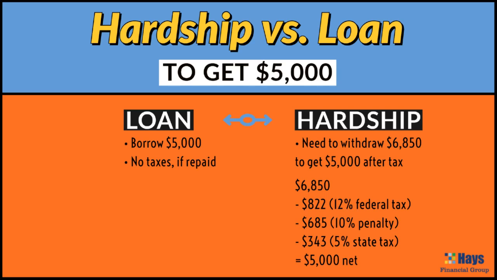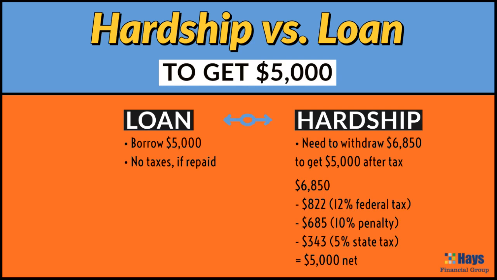The hardship, if you're under 59 and a half, which you almost certainly are, otherwise you wouldn't be needing to take this type of withdrawal, you would have to pay the taxes and 10% penalty. So to get the same $5,000, like we showed earlier with our loan scenarios, you would have to take $6,850 from your retirement account in the form of a hardship withdrawal. This is because of those pesky taxes and penalty. This example saying you have to withdraw $6,850 to get $5,000 net takes into account 12% federal tax, some state tax, a 10% penalty.